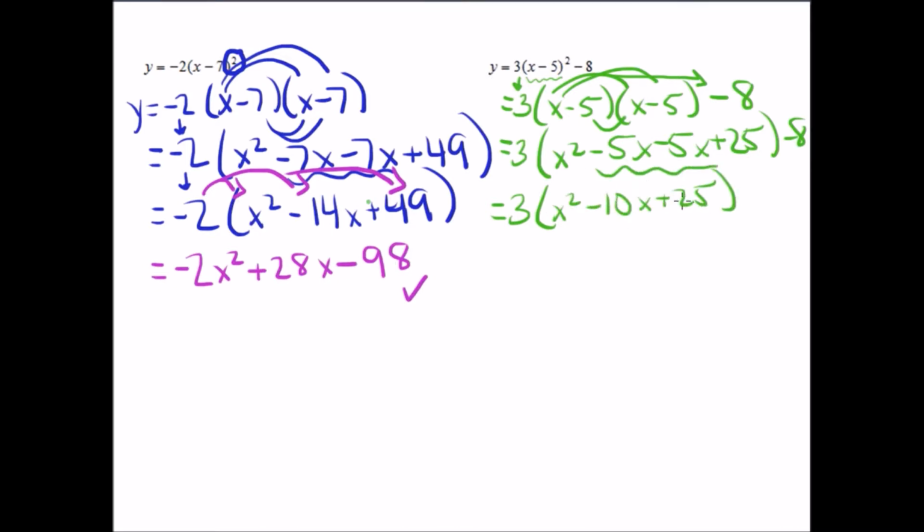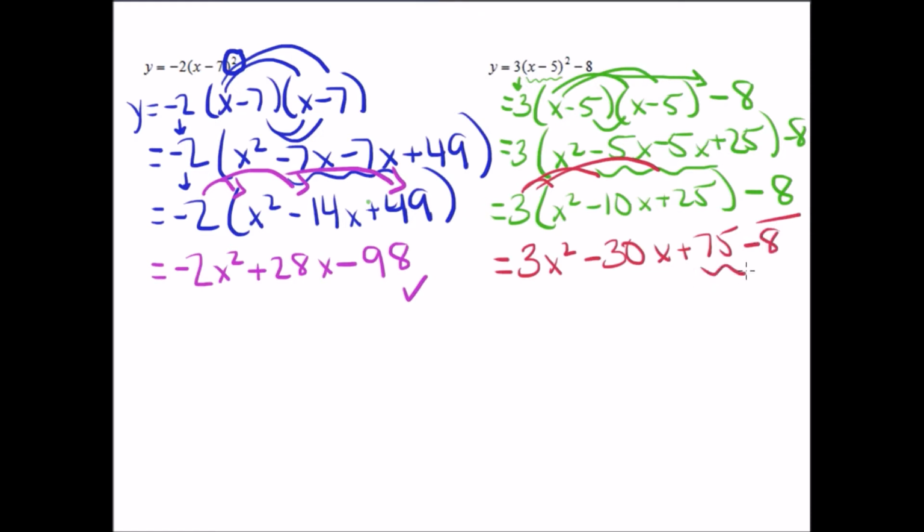Collect those like terms, negative 5x minus 5x. And this is, again, where it differed in the previous question. We're going to expand this 3 into the bracket, into every single term in the bracket. Do not expand it on the negative 8, because the negative 8 is not in the bracket. We get 3x squared minus 30x plus 75, and then just bring that negative 8 down.